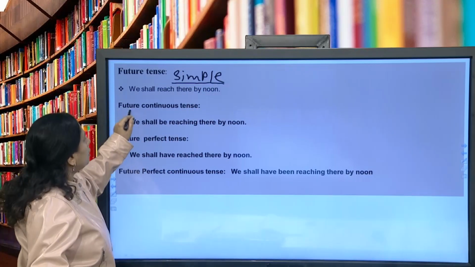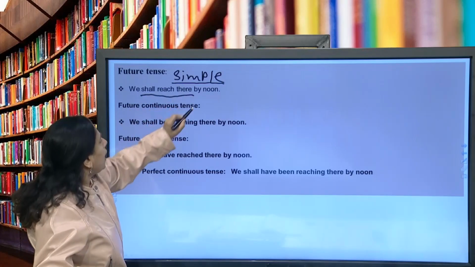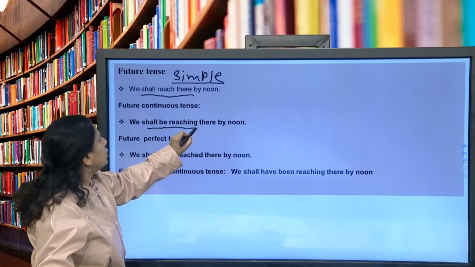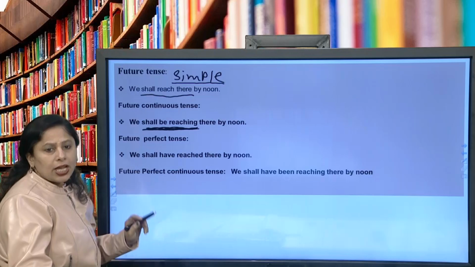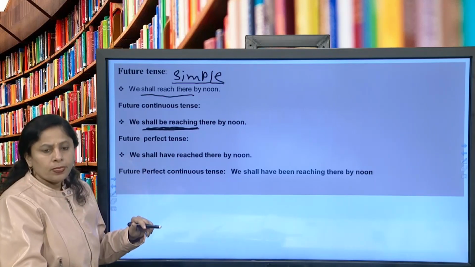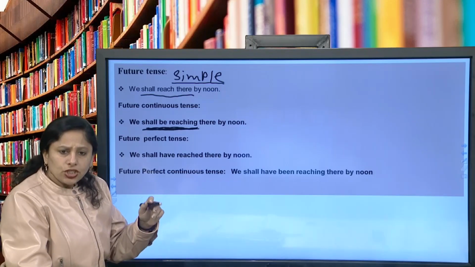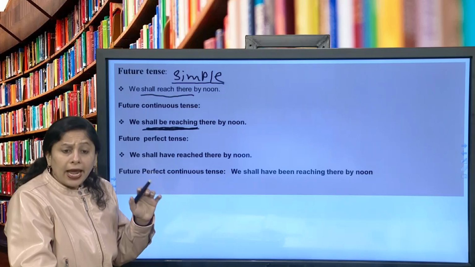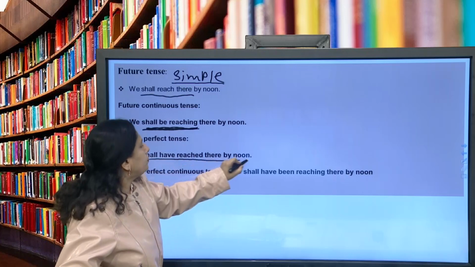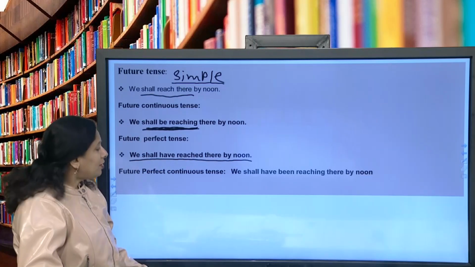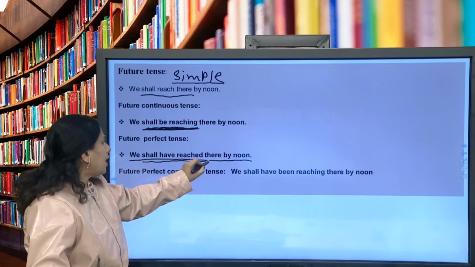Then future continuous tense, it deals with "we shall be, we shall reach there." Then there is continuity: we shall be reaching there by noon. And again, the future perfect tense shows that the action is finished, but it could have finished in the future. We shall have reached there by noon, but we could not. Actuality, the reality is that we shall have reached there by noon.